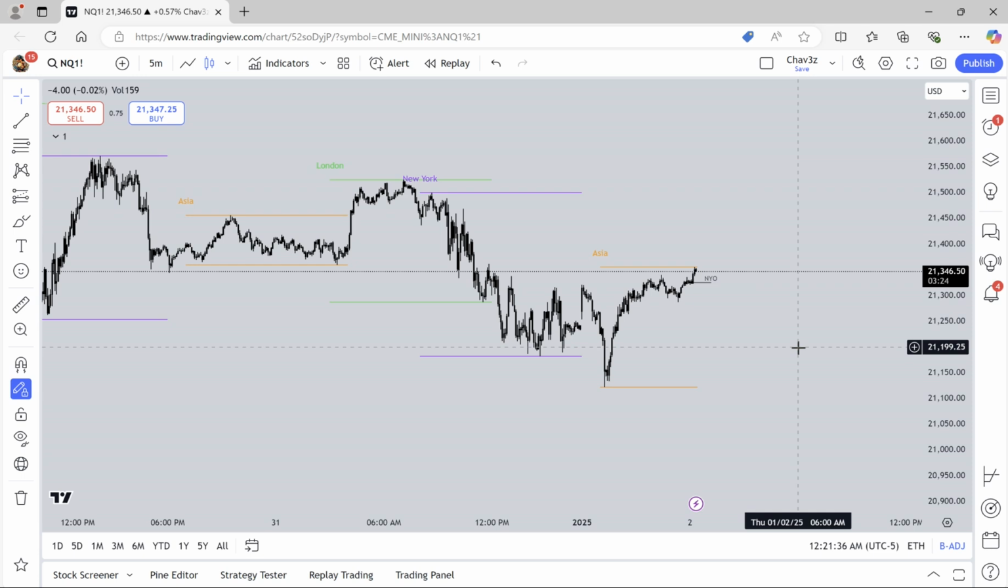Or are we going to take Asia high, fail to take previous day high, and drop to Asia low? Those are two scenarios. The next scenario: are we going to take Asia low, break through the low and then continue to previous day low? Or are we going to take the low, fail to take previous day low, and break the high of Asia? So four scenarios.